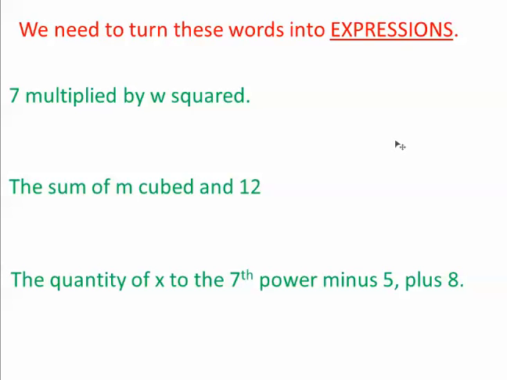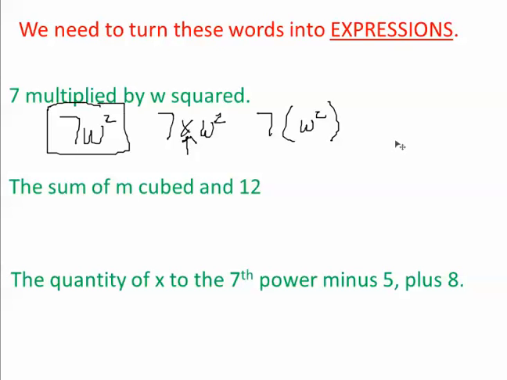Now that we know how to deal with exponents, we can turn words into expressions that have exponents in them. So let's try that. 7 multiplied by w squared. Straightforward. 7w squared. Now, I could have said 7 times w squared, but that x would have started looking like a variable, right? So we probably wouldn't write that. I could say 7 times w squared. That would work. There's no need for those parentheses. This is the easiest, nicest, simplest way to write it. Just right next to it.